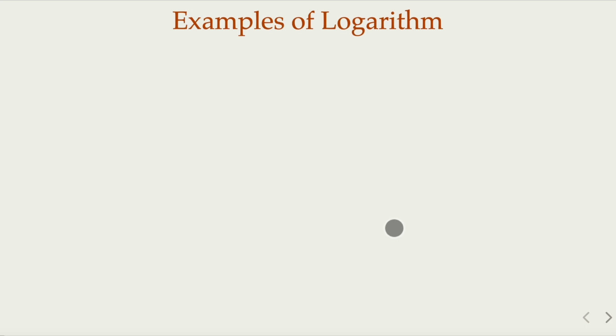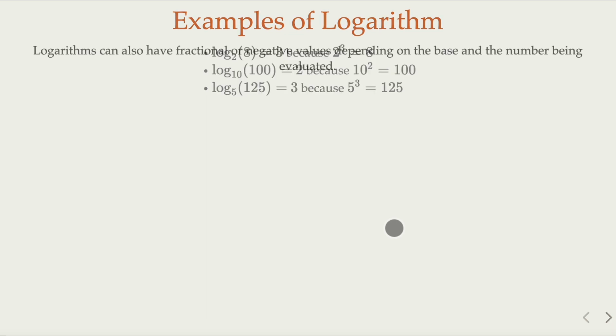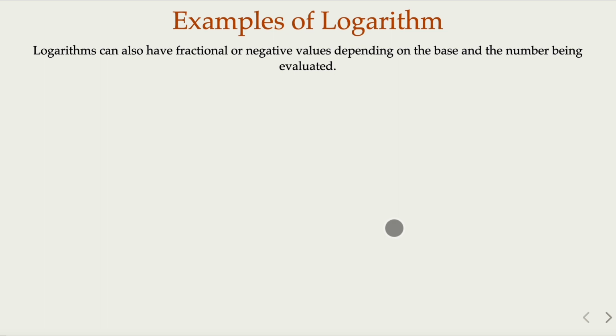Some examples of logarithms, by definition. What is the value of this one? You know that 2 raised to the third power is 8, so that's equal to 3. How about that? 10 raised to what power? Second power, so that's 2. How about this? 5 raised to the third power, that would be 3. Right? So notice that the value could be a negative or fractional value. It depends on the base and the number being evaluated.